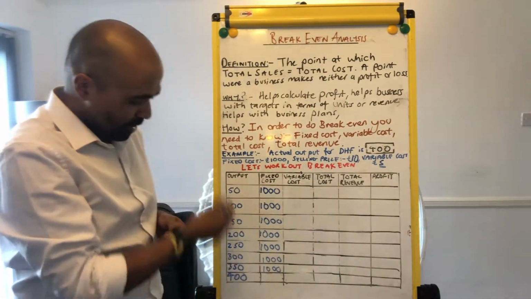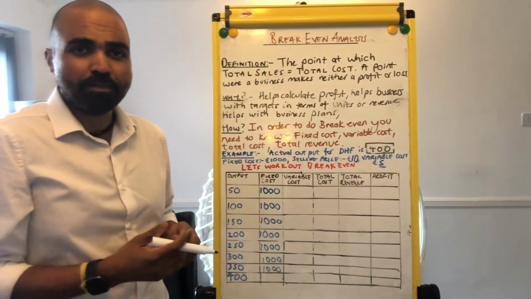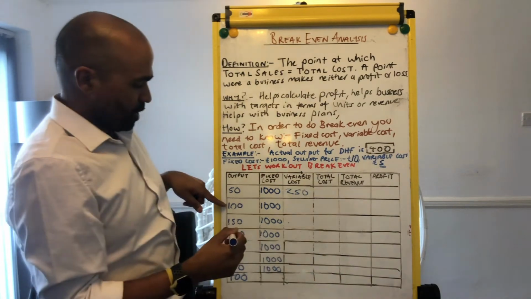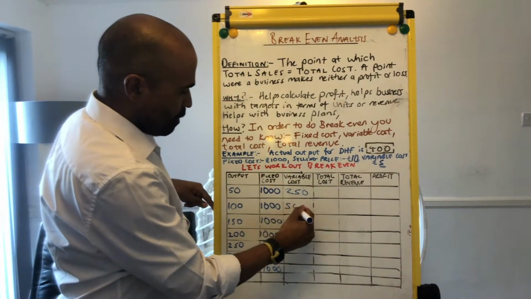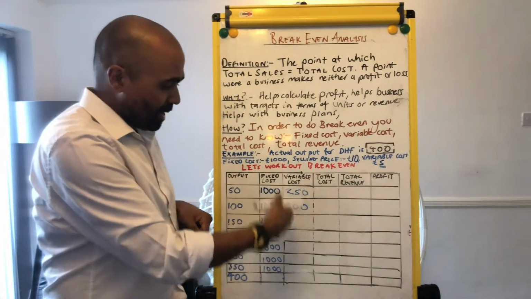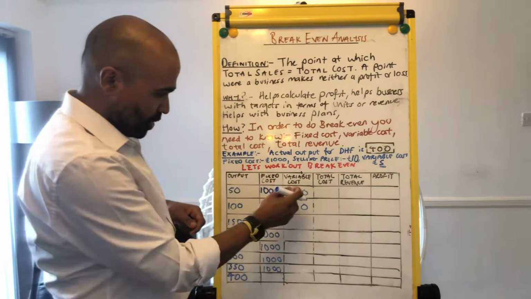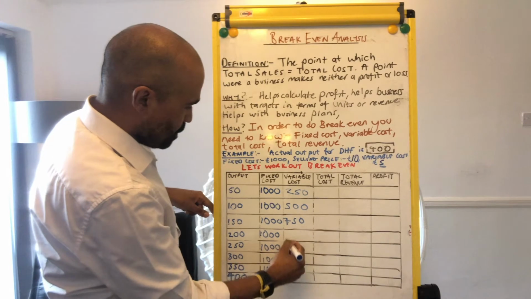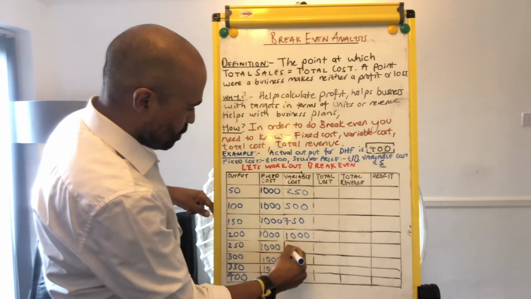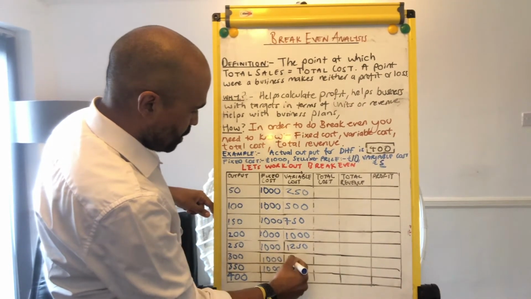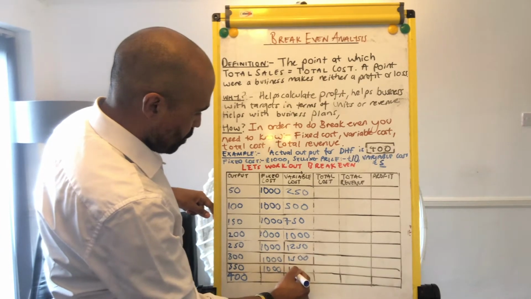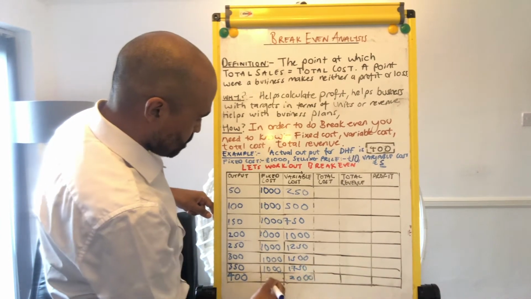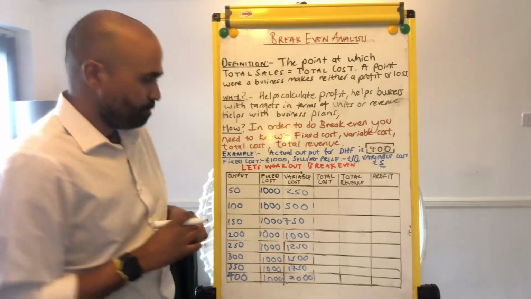So we'll put down the variable cost. Hope that makes sense. 5 times 50 is 250, 5 times 100 is 500, and so you can see the pattern is it's going up in 250s each time. So 250, 500, 750, 1,000, 1,250, 1,500, 1,750 and 2,000. Forgot to put that 1,000 in.